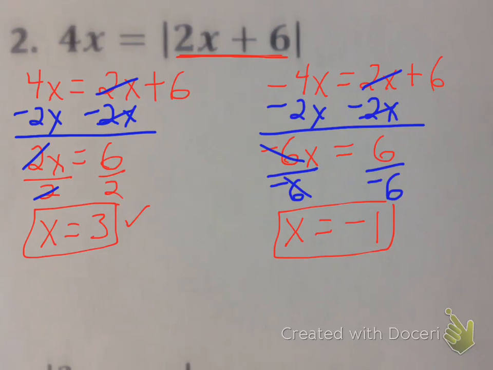On this side, when I plug the negative 1 back in for the x, negative 1 times 4 gives me a negative 4. Inside the absolute value will give me a positive 4, so I know this one does not work, so this one is an extraneous solution. I'm just going to label that as ES, extraneous solution. So x equals 3, and x equals negative 1 is an extraneous solution. And that is the answer for number 2.